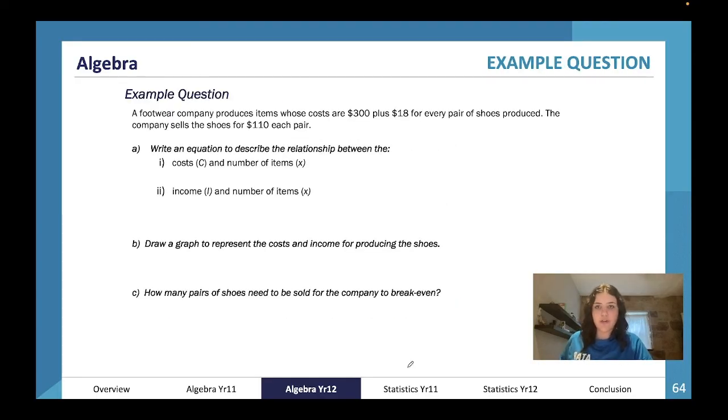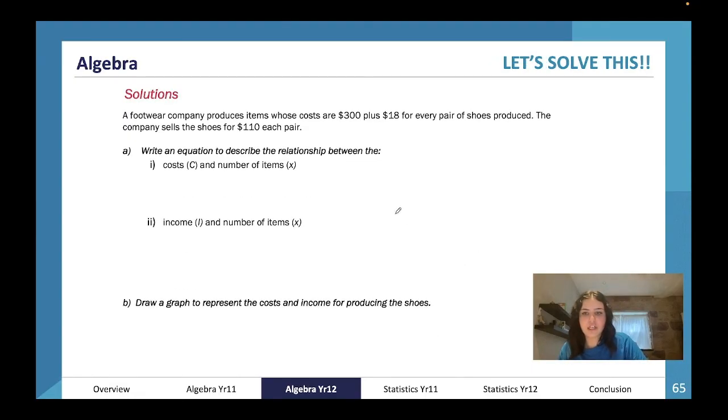Okay, here's an example question. A footwear company produces items whose costs are $300 plus $18 for every pair of shoes produced. The company sells the shoes for $110 per pair. Write an equation to represent the relationship between the cost and the number of items and the income and the number of items.